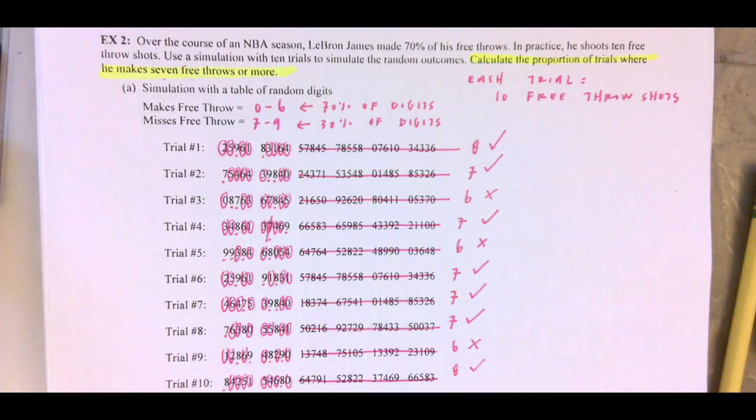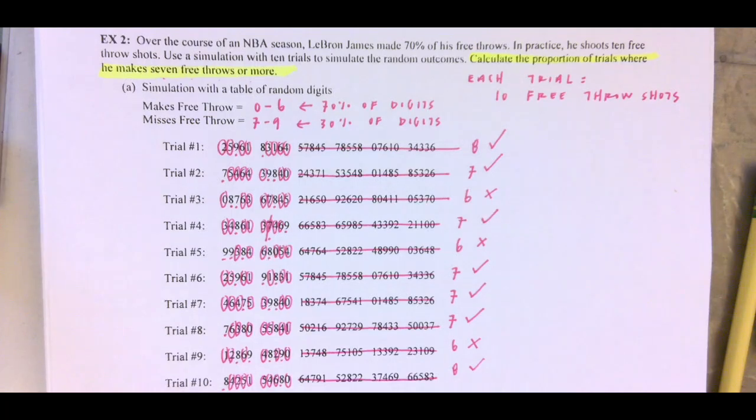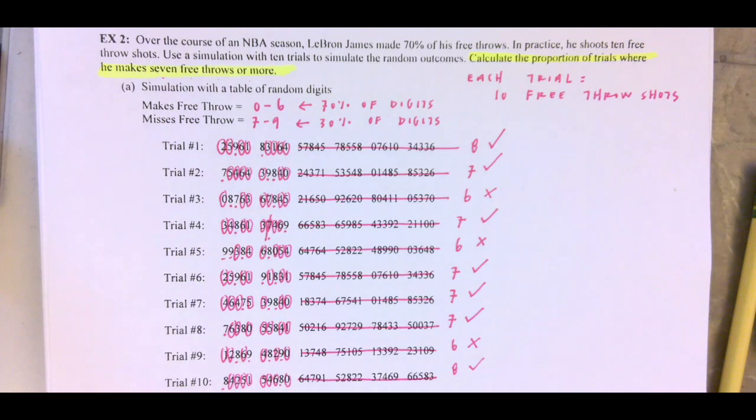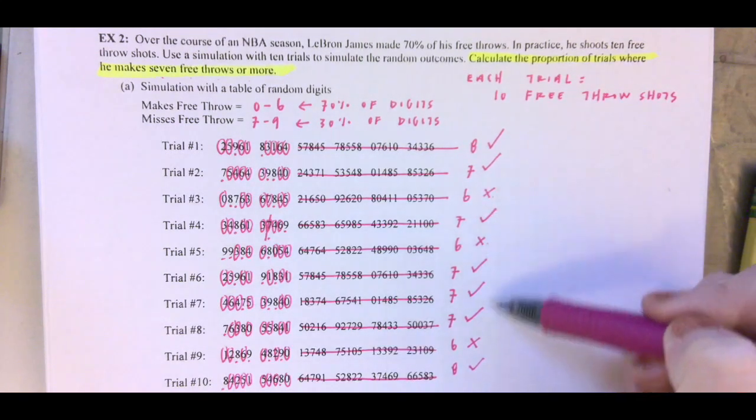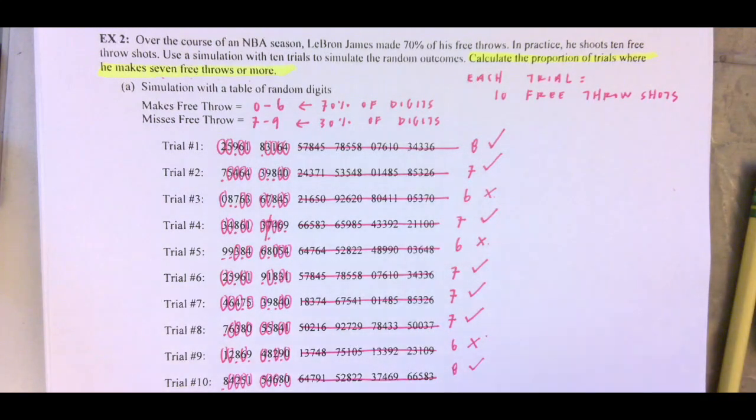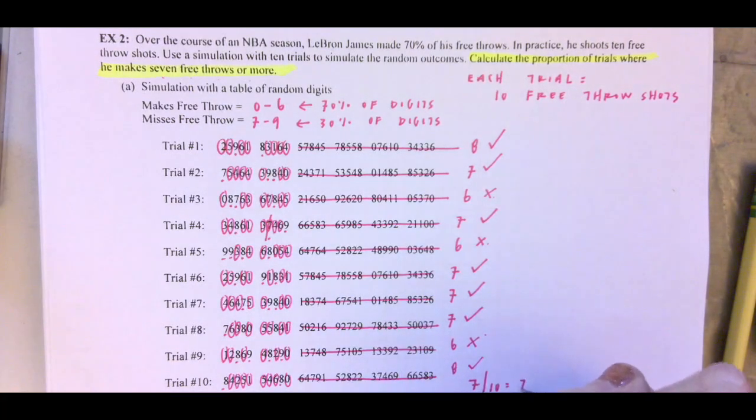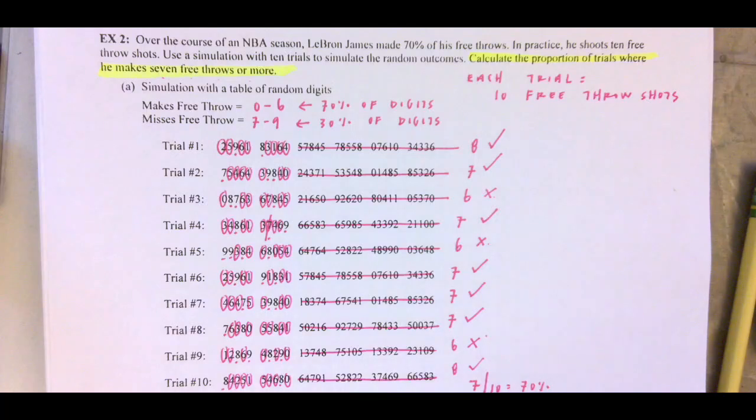Okay, so we've run our 10 different trials, and we're looking at, in each trial, did he make 7 or more free throw shots? And the answer is yes, in 7 of these 10 trials, right? We see that there were only 3 of them where he did not achieve that. So in 7 out of the 10, in 70% of the trials, he made 7 free throws or more.